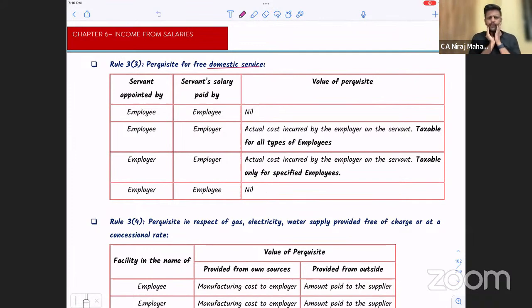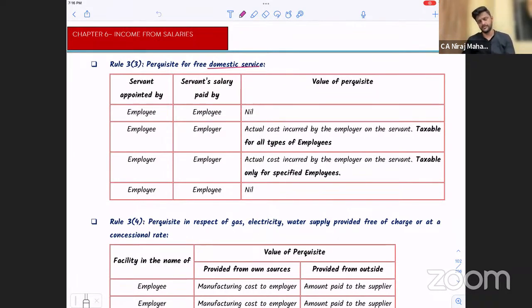Perquisite for free domestic servant. First of all, is there a benefit given? Yes, the benefit is given by the employer to the employee. And what is the benefit directly? A servant is allotted to the employee. It can be a gardener, watchman, caretaker, anything else, or a domestic servant for household work.